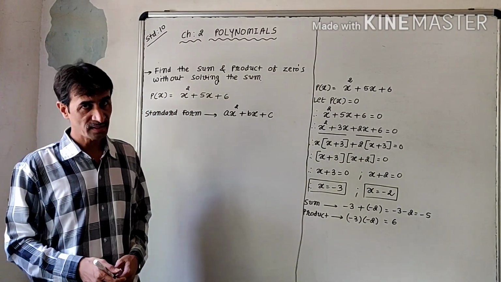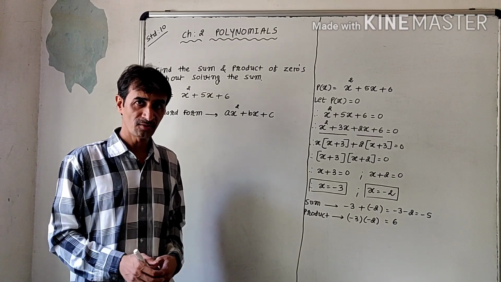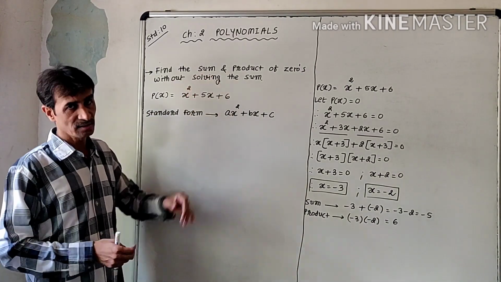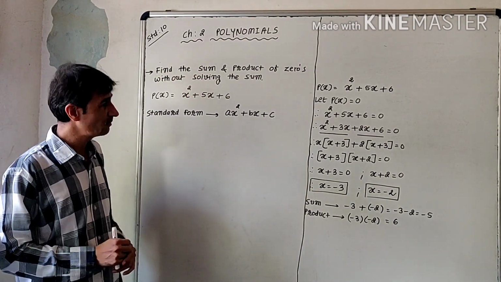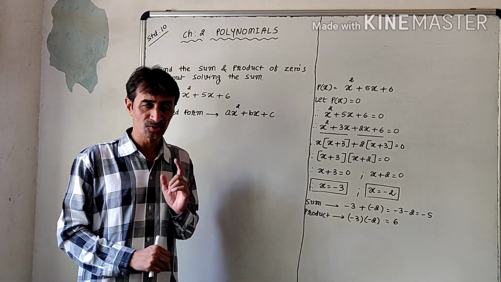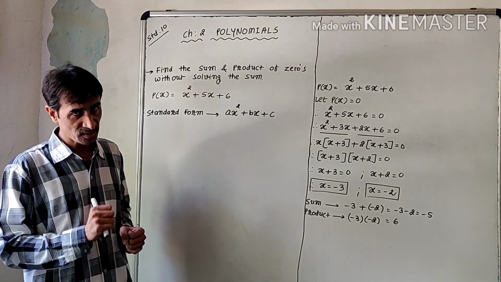Now this is the new method. Here also I want to find out the sum and the product of the zeros, but what is the main condition? I don't want to solve the sum. In the previous case, what should I do?